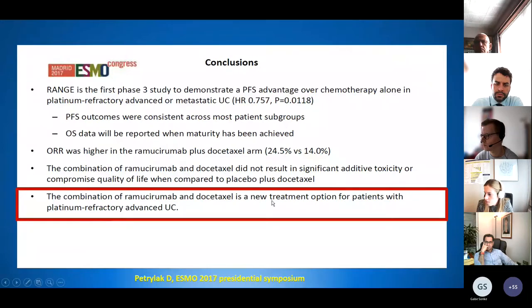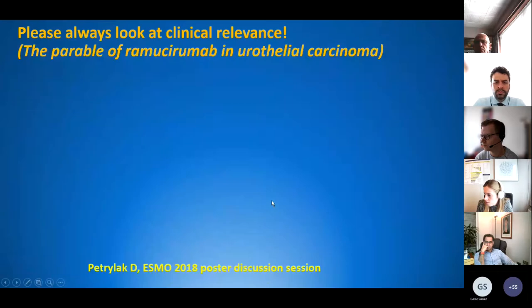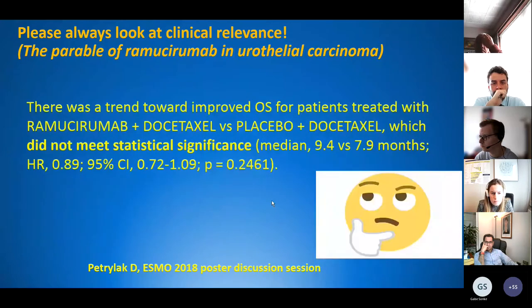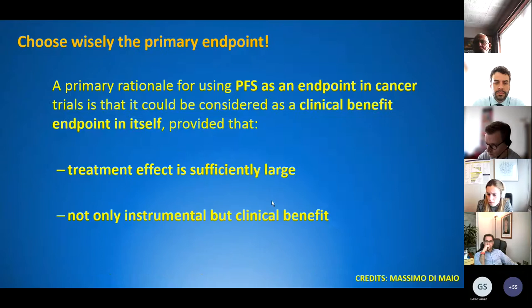But if we see what happened just 1 year after, this was the same presentation at the same Congress, but in 2018, in the poster discussion session, where the authors presented the overall survival results of that trial. They said that there was a trend toward an improved overall survival for patients treated with the combination, which did not meet statistical significance, so just 1.5 months more. So this is a perfect example of a statistical effect in PFS that did not translate into a meaningful clinical effect. So it is important to choose wisely the primary endpoint.